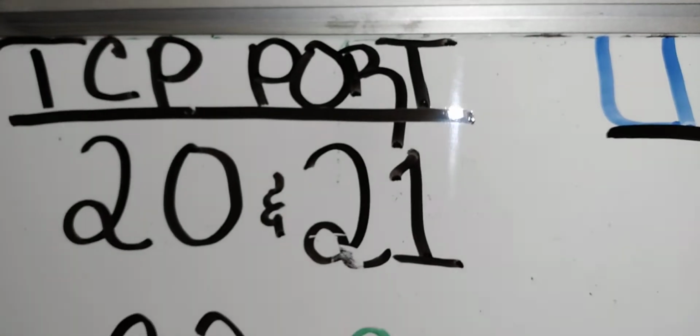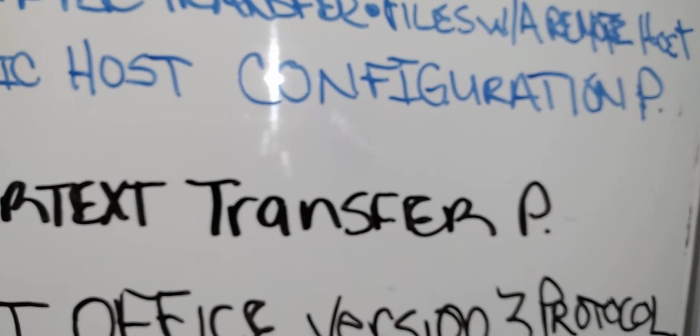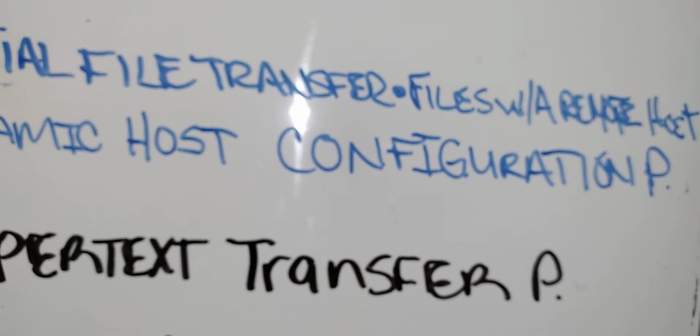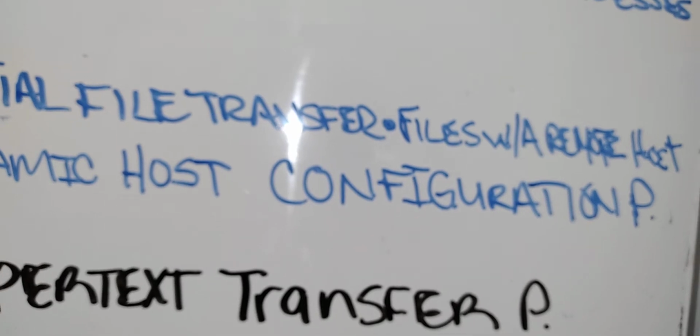Last but not least is 110, also a TCP port. Post Office Protocol version 3 is used by the POP3 protocol for unencrypted access to electronic mail. This port is intended for end users to connect to a mail server and retrieve messages. POP3.